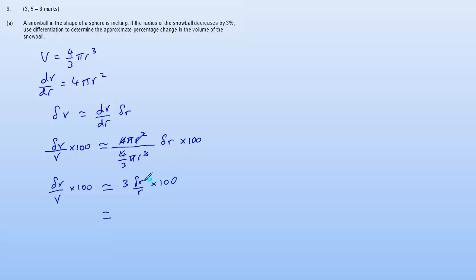So, if we know that this, the change in r, sorry, I just circled the wrong bit, and let's use a different colour. This bit is the percentage change in r, and so what we get is 3 times -3, so 3% decrease up here, so that's going to be -9%.